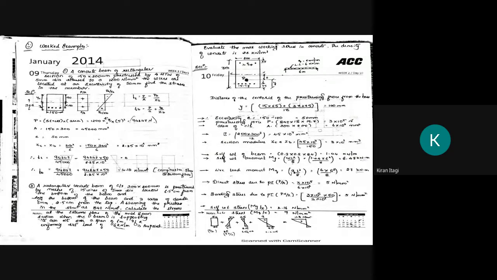Here I have calculated the individual stresses. Direct stress is nothing but P upon A. Bending stress is nothing but P into E upon Z. Then the stress due to dead load is Mg upon Z, and the stress due to live load is calculated like this. So you can calculate like this also.